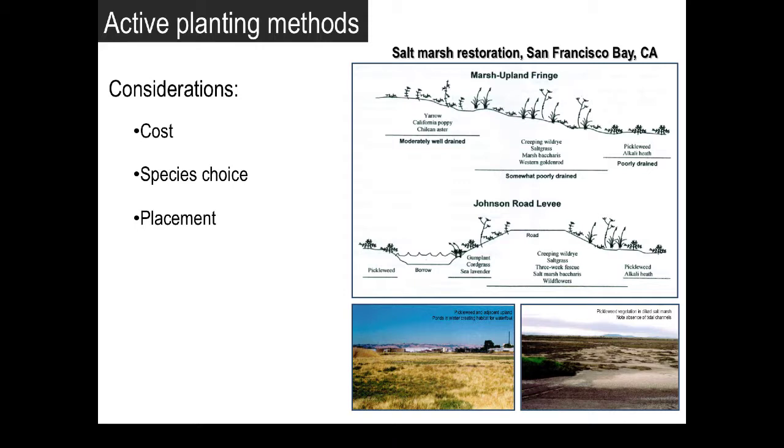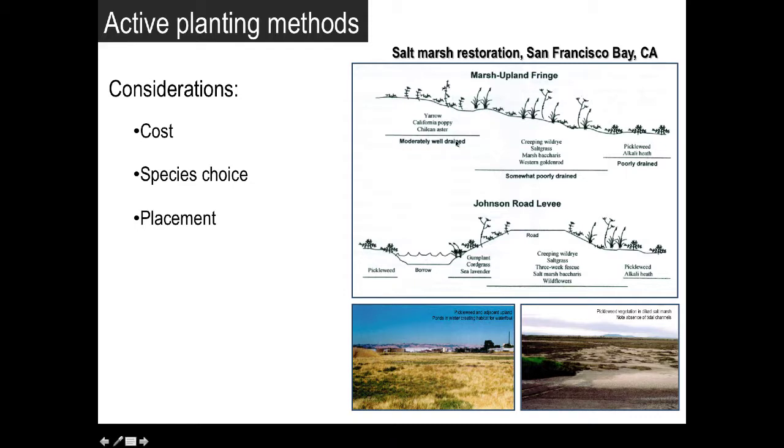So we've talked a bit about this issue of plant spacing. And, you know, some plants needing to be spaced a foot apart, 2 feet apart, 8 feet apart, or in the case of some trees, even 30 feet apart. But another issue related to placement is where plants are planted along a topo sequence.